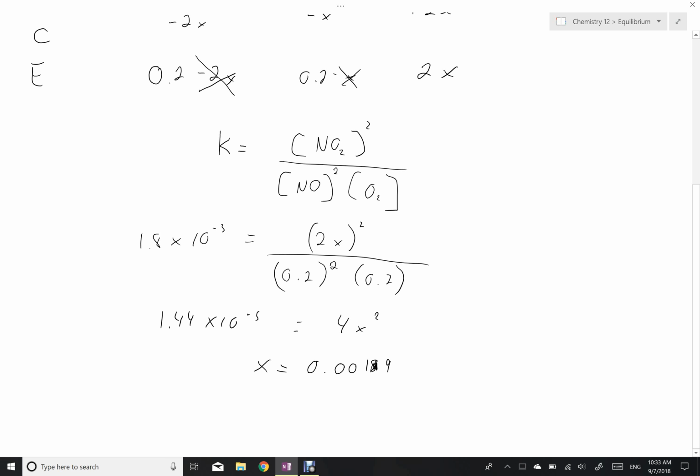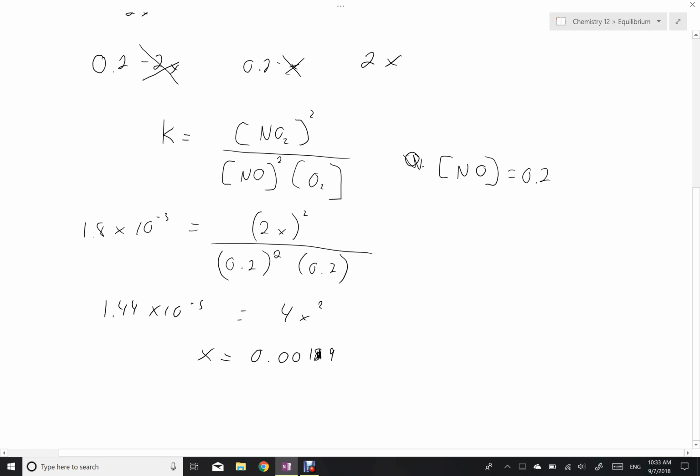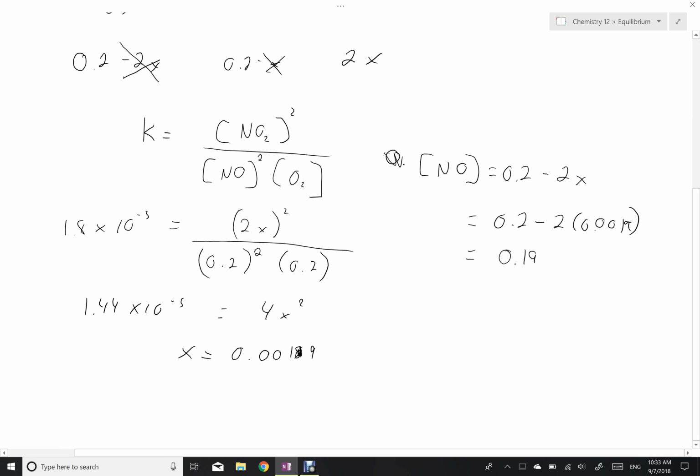Now, this actually turned out to be pretty good. The worst one will be nitrogen monoxide, which would have been 0.2 minus 2 times this x, which is 0.2 minus 2 times 0.0019, which works out to 0.196, which really isn't very bad. 0.2 is approximately equal to 0.196, so this turned out to be a pretty good approximation in the first place.